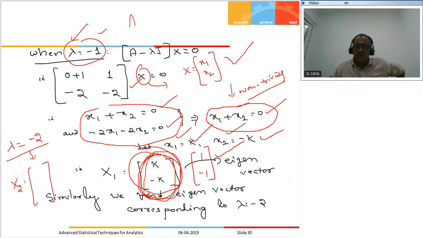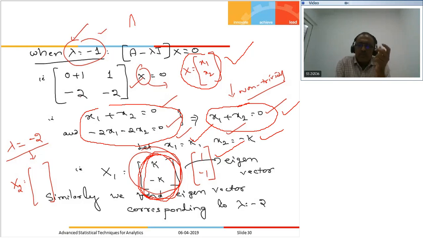It is a column vector or column matrix. Suppose that column matrix is x1, x2. Now if you see here, this is 1 and 1. That means 1x1 plus 1x2 equal to 0. Second one is minus 2x1 minus 2x2 equal to 0. If you see this, both are the same. If we take out minus 2 here, it is nothing but x1 plus x2 equal to 0, right? That means both are reducing to x1 plus x2 equal to 0. So from this we want to find what is the x1 value and the x2 value.